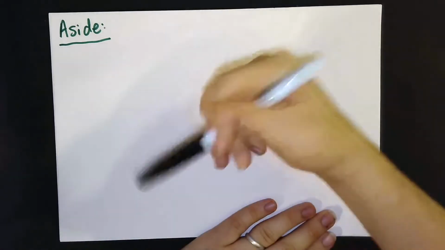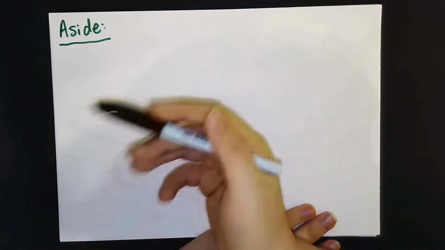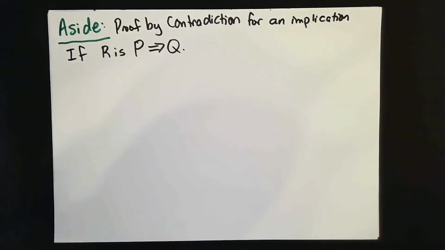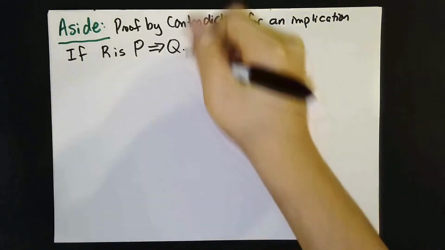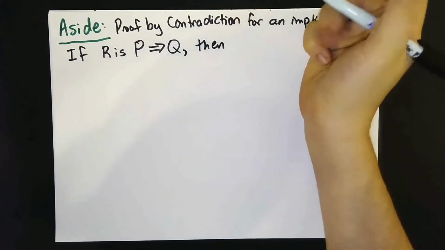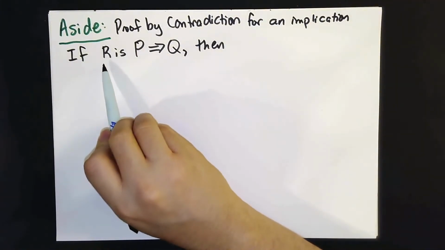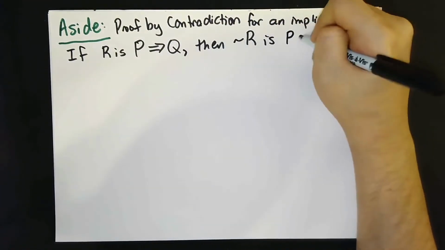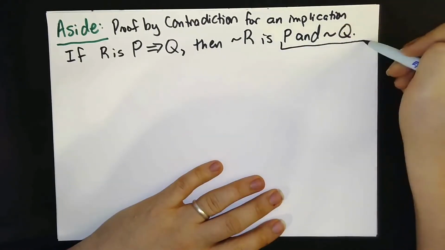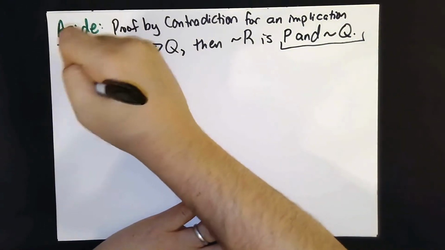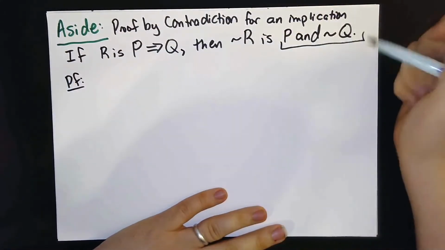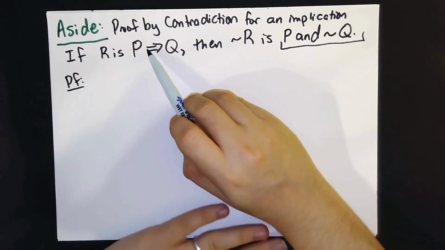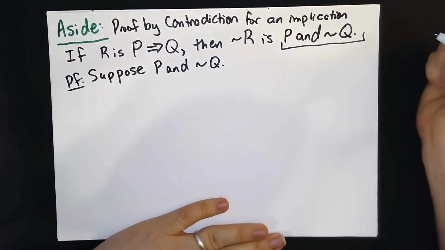Now, the way I framed proof by contradiction before was that the goal was to prove some statement R. I want to note what proof by contradiction looks like if the thing we're proving is actually an implication. Namely, if the statement we're trying to prove by contradiction is the implication P implies Q, well then what's not R? Well, it's P and not Q. And so then our proof outline starts with suppose not R, that is, suppose the implication is false, which is to say it starts with suppose P and not Q.